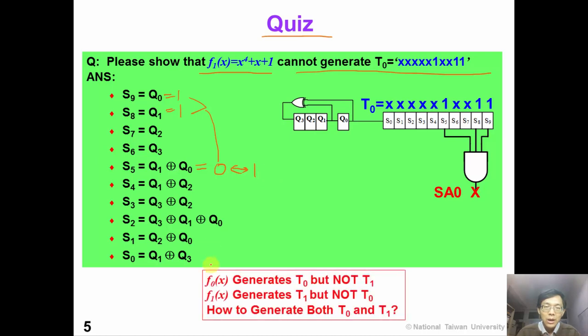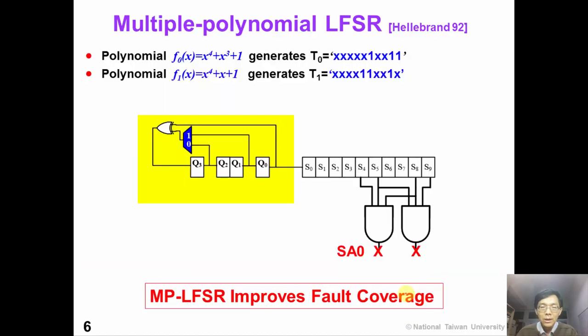So our original polynomial F0 successfully generated test pattern T0, but it cannot generate T1. On the contrary, the new polynomial F1 successfully generates T1, but it cannot generate T0. So, how can we generate both test patterns T0 and T1? The solution is quite simple. We can use both polynomials to generate two different test patterns.